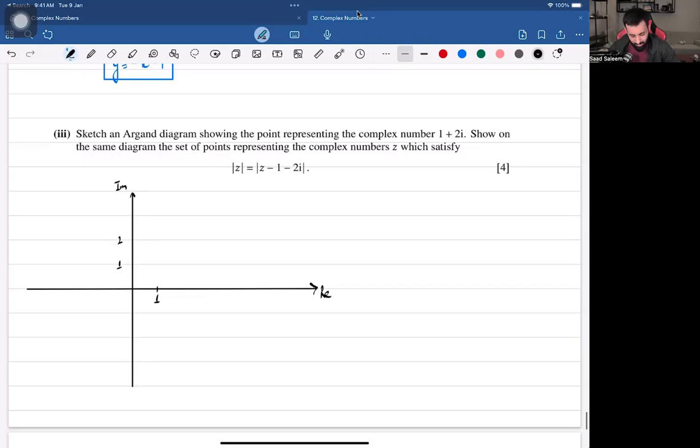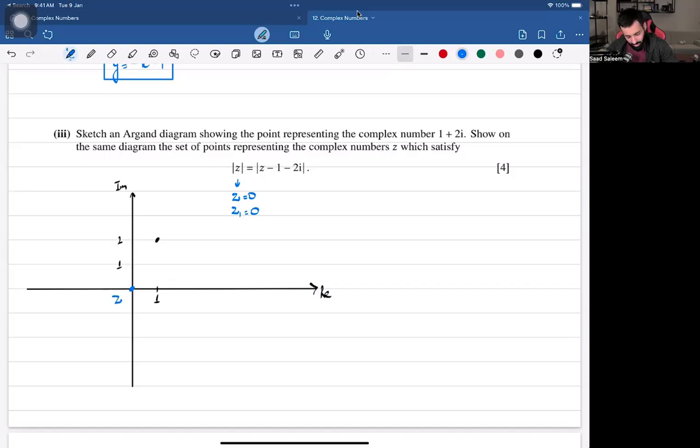Show on the same diagram the set of points representing the complex number z which satisfy the equation. Now, notice that we have to make a perpendicular bisector, but what do we have to make the perpendicular bisector of? This is just modulus of z. So if I set it equal to 0, we have z1, which is equal to 0. That means one point is going to be the origin. And then if I set this equal to 0, z minus 1 minus 2i equals 0, and if I make z the subject, we'll have 1 plus 2i. So that's the second point. And notice that the question has already made us mark that. So here is z2.